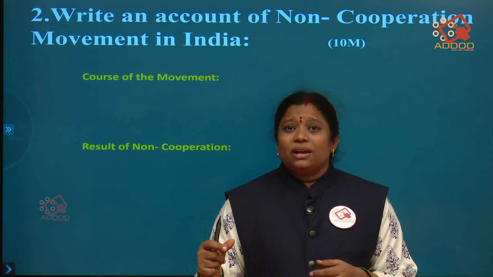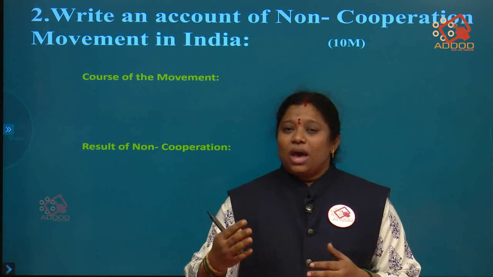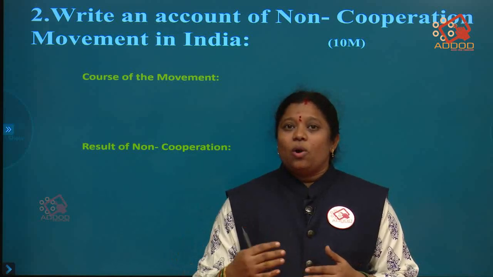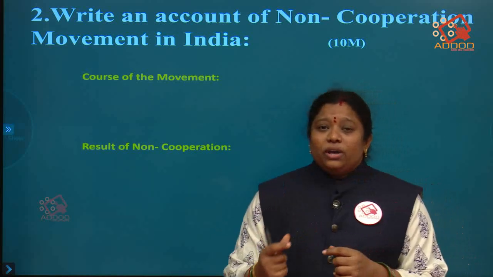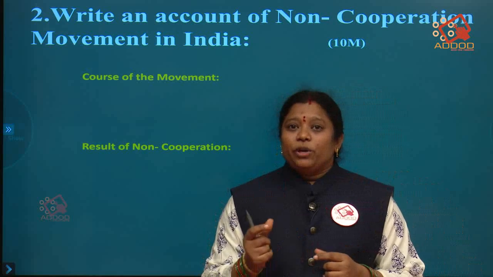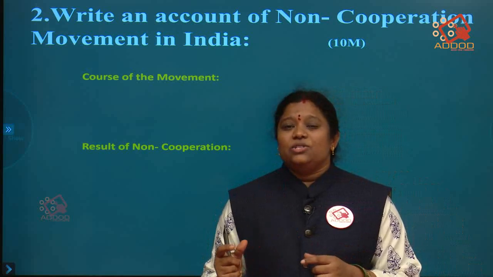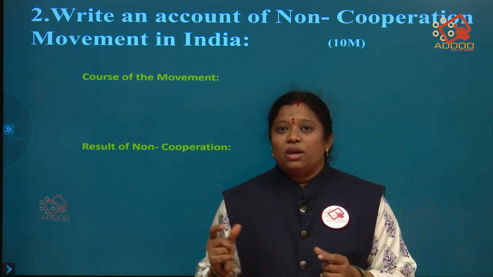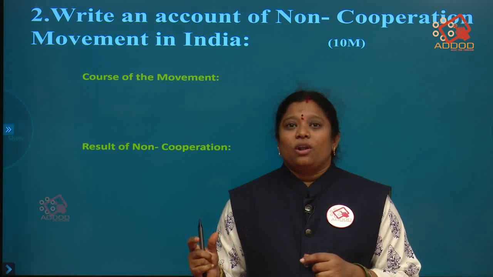By taking up Charaka activities, he wants to promote the Indian textile industry. So as part of the non-cooperation movement, all these were undertaken. And when it was going on in a successful manner, because of one violent incident which occurred in Chauri Chaura in Uttar Pradesh, Gandhiji called off the movement.